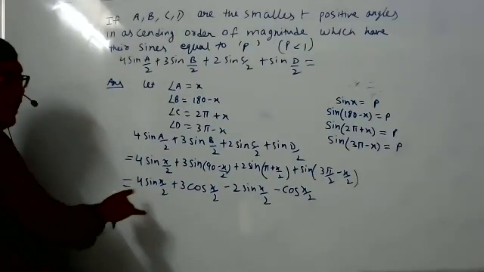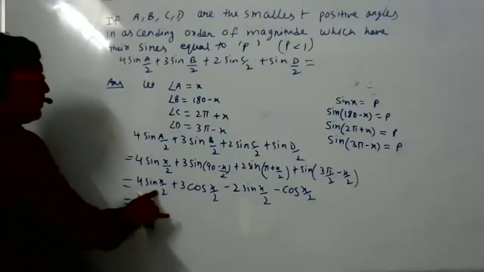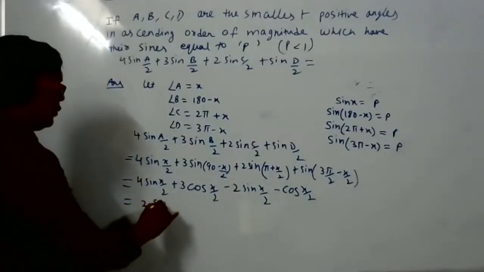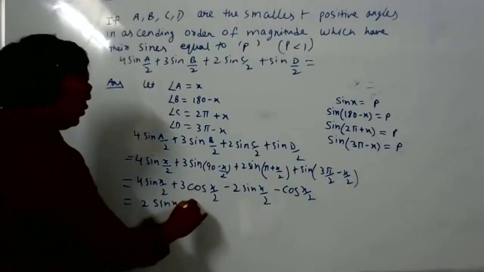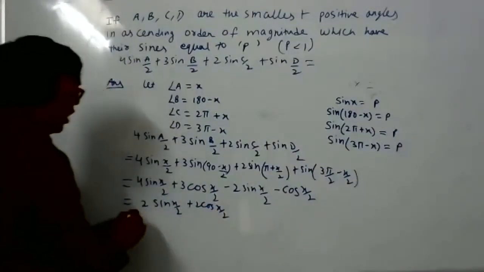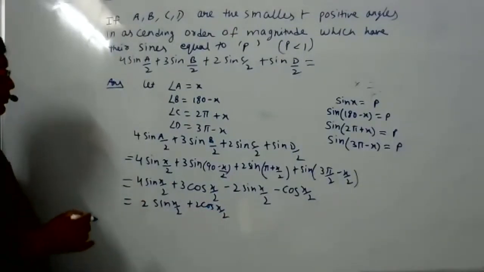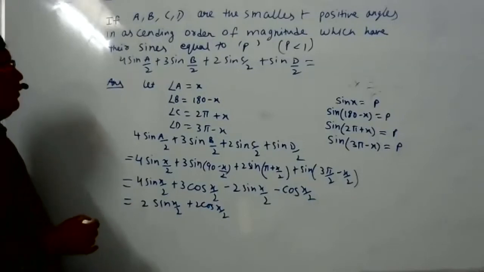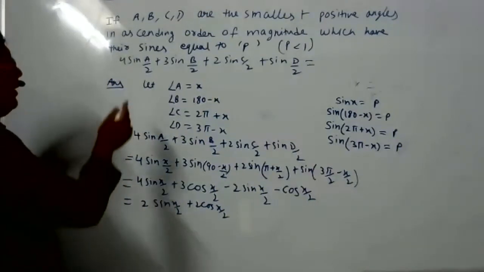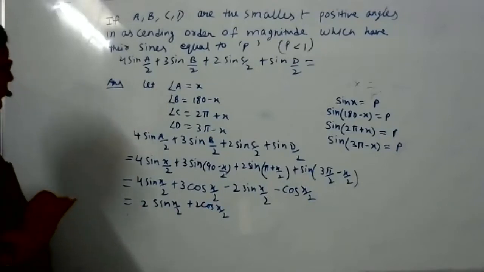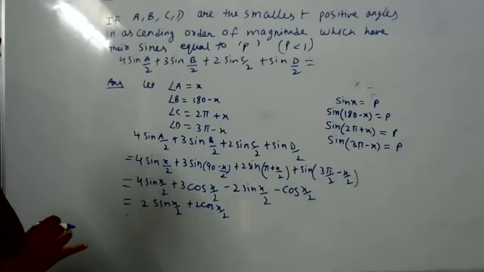Now what happened? Like terms you can subtract. 4 sine x by 2 minus 2 sine x by 2. What is 4 minus 2? 2 sine x by 2, and 3 minus 1 again gives 2 cos x by 2. Take 2 common. Okay, now what happens, students? They are asking how much this is equal to. So we got this much. Now what can we do?